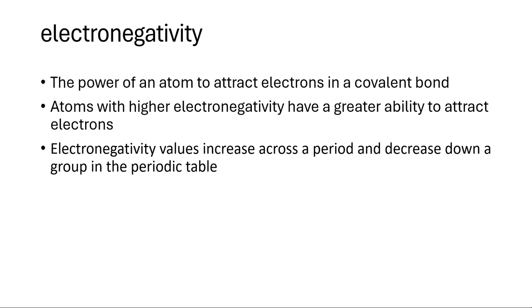If something has a higher electronegativity, the electrons are more drawn towards it, yeah. And electronegativity values increase across the period and decrease down the group. So basically, diagonally from the bottom left to the top right of the periodic table, that's how electronegativity increases, yeah.